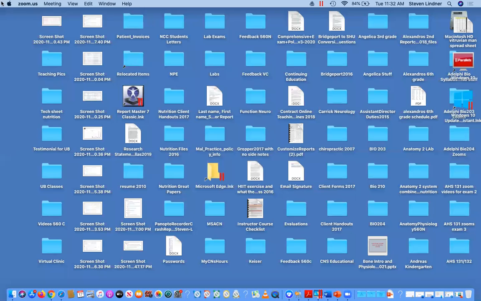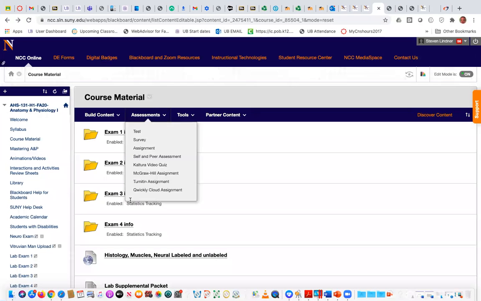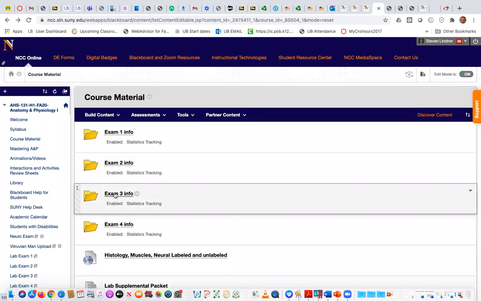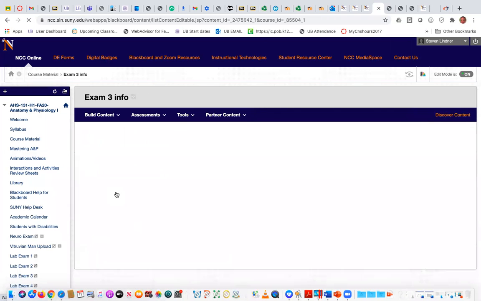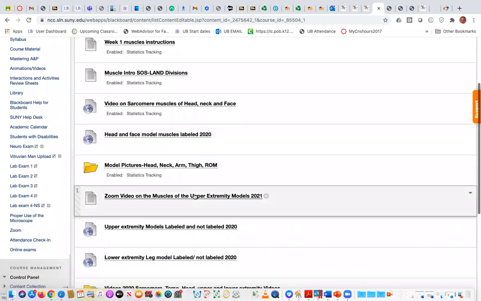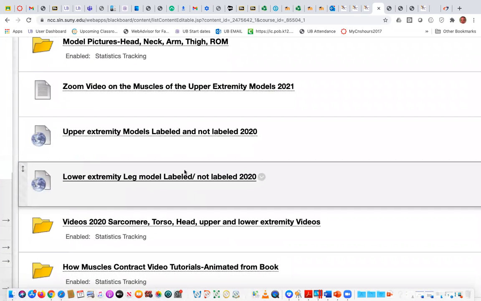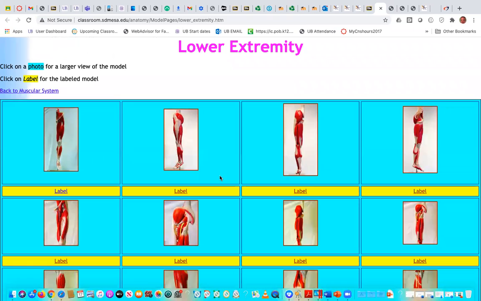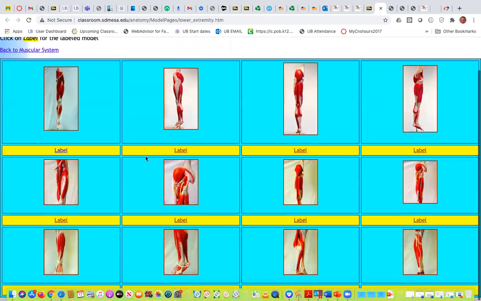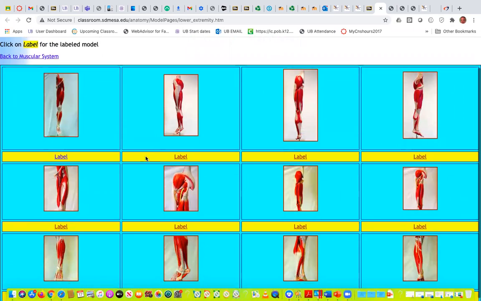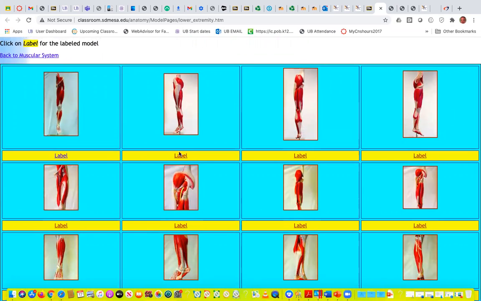Okay, so we are going to be starting the muscles of the lower extremity. So let's start the screen share here. And you'll go into the exam 3 info folder. And when you scroll down, we'll get to lower extremity leg model, labeled and not labeled. And when you get into that, then we get the entire lower extremity. All right, so let's take a look.